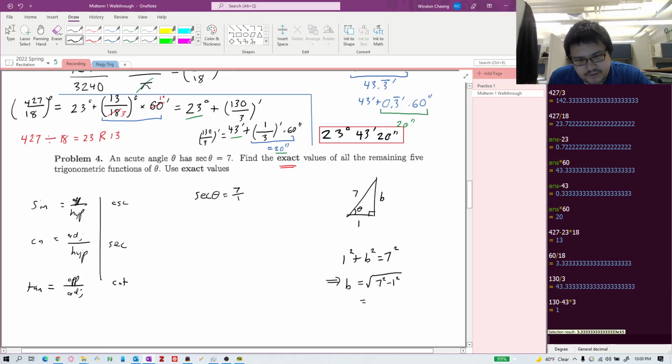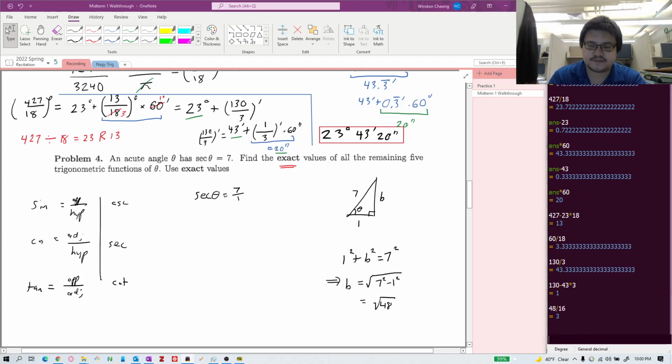Now we go ahead and calculate this. That's 49 minus 1, so we get 48 in a square root. If you're okay with simplifying this, we can think about what's the biggest square number that we can pull out of this. I see that there's 4 in here, but I'm pretty sure you can pull more out. I think you can pull 16 out. Let's see if 16 divides perfectly.